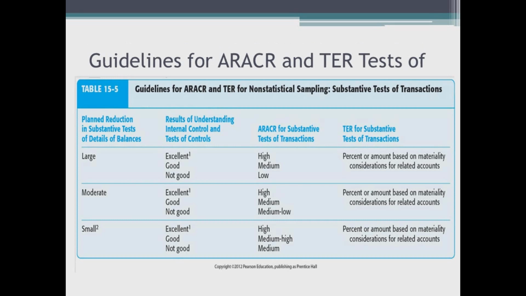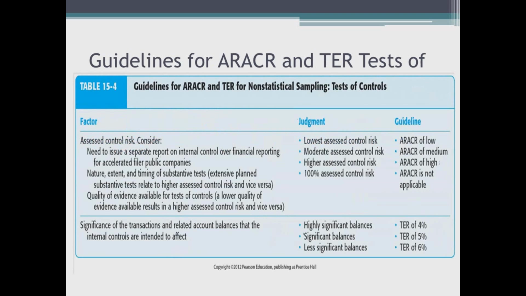So if we go back to this guideline, right? The guideline is that for less significant balances, the tolerable exception rate is 6%, right? So if the auditor set a tolerable exception rate of 20%, that should suggest to you that the account is not significant. If the account is not significant, why would you expend a lot of resources testing the account, right?